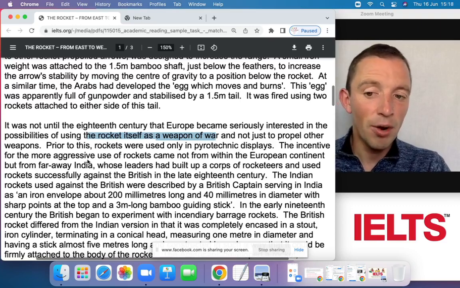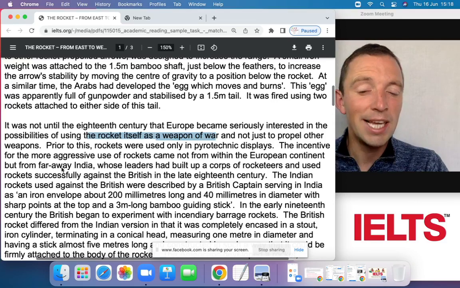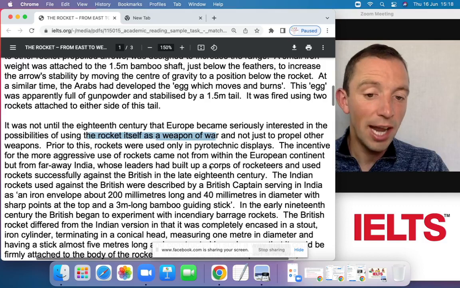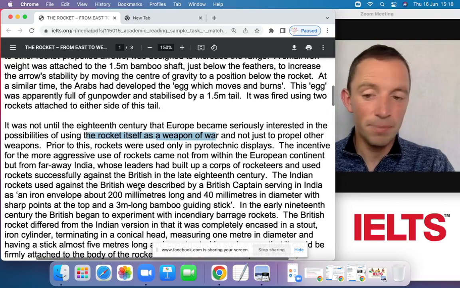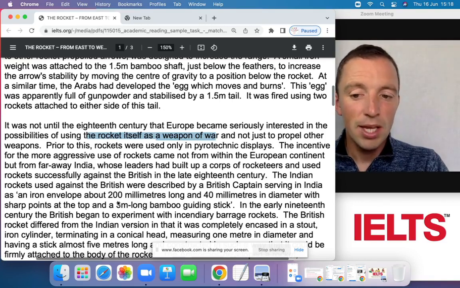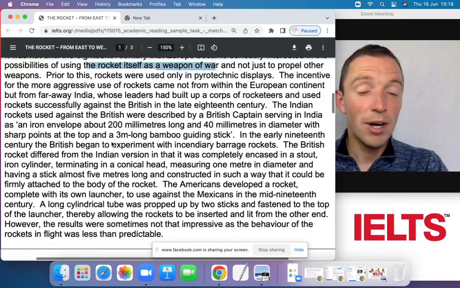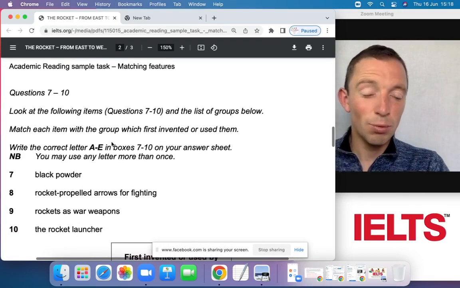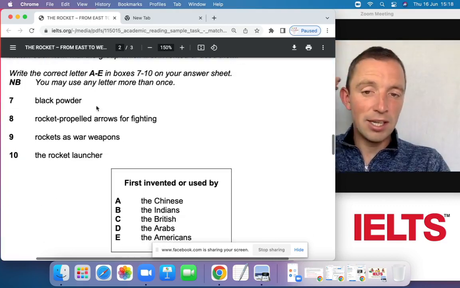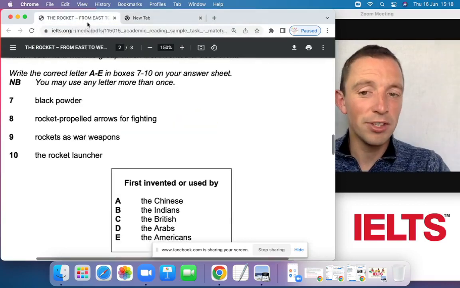The incentive for more aggressive use of rockets came not from within the European continent, but from far away India, whose leaders had built up a corps of rocketeers and used rockets successfully against the British in the late 18th century. The Indian rockets used against the British were described as an iron envelope. So, therefore, I think the Indians were the first group to use the rocket. That's my interpretation. As war weapons, I would say 9 is the Indians, 9B, I think. Again, I could be wrong, but that's my first impression.